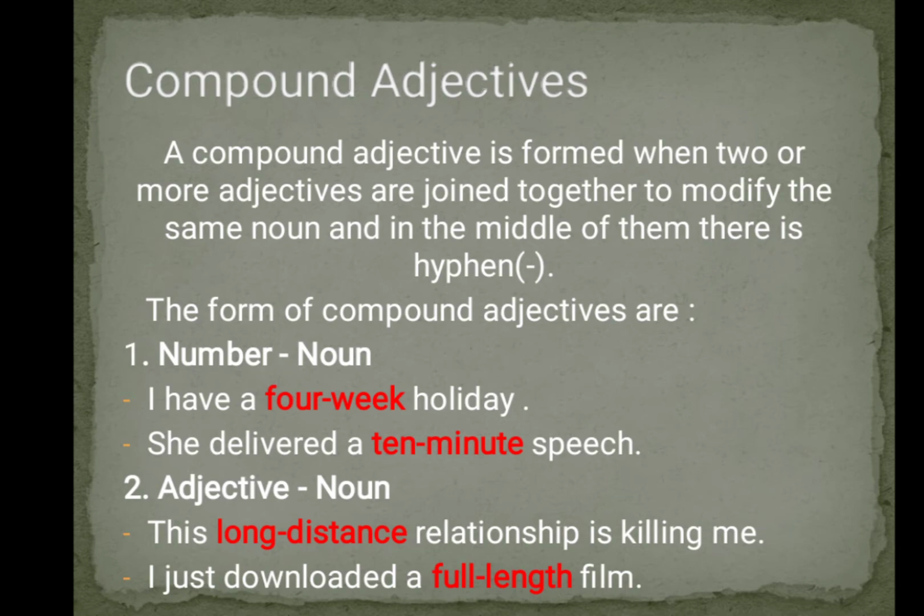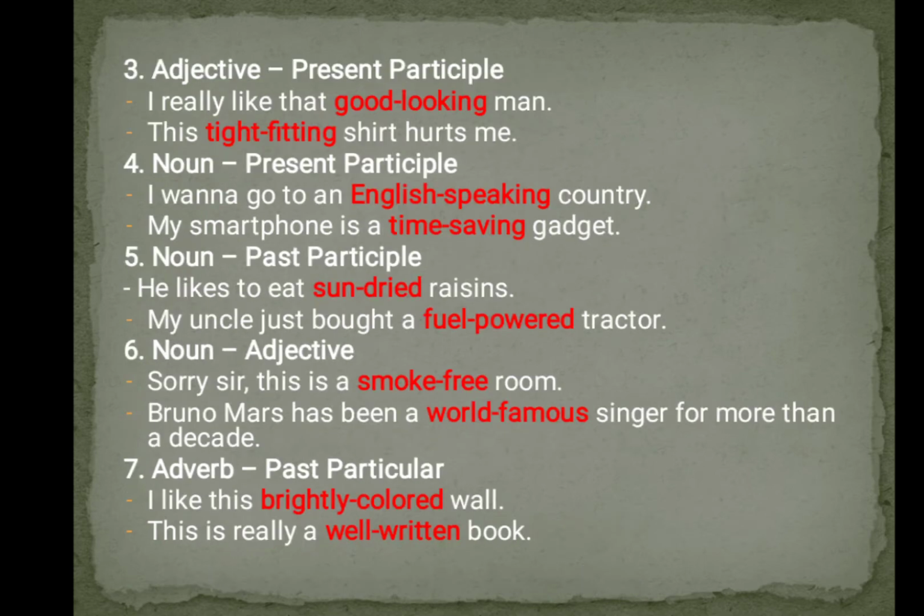Number 2, adjective plus noun. For example, this long-distance relationship is killing me. I just downloaded a full-length film. Number 3 is adjective plus present participle. For example, I really like that good-looking man. This tight-fitting shirt hurts me.